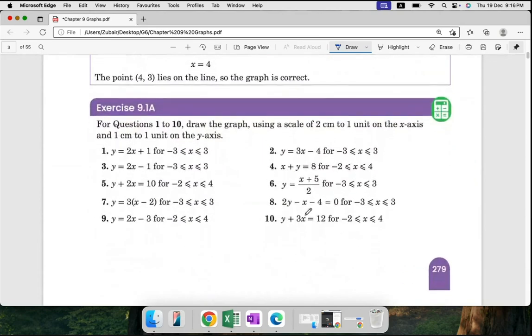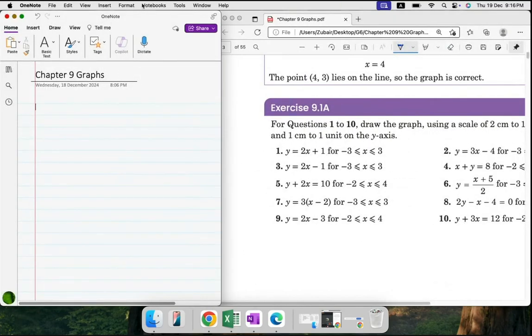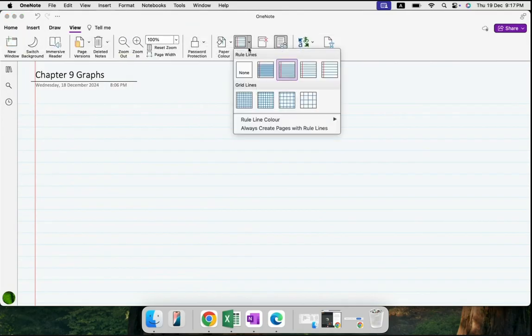Exercise 9.1a. For questions 1 to 10, draw the graph using the scale of 2 centimeters to 1 unit on x-axis. Now, what is this scale? Let's understand that. And let's try to make a grid.